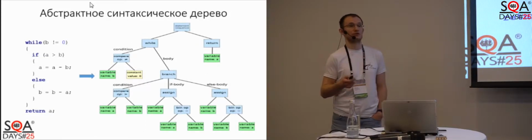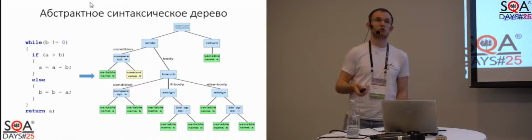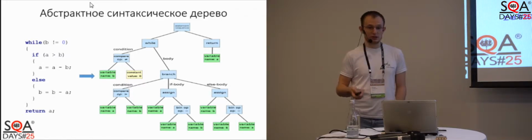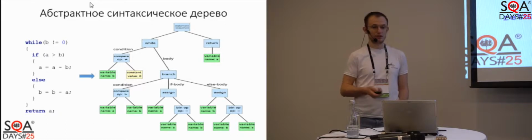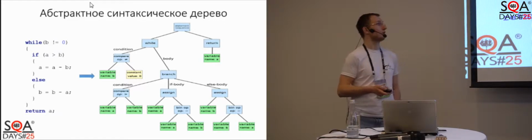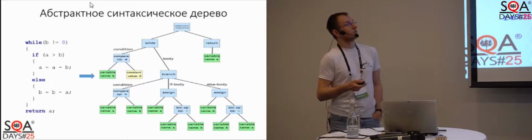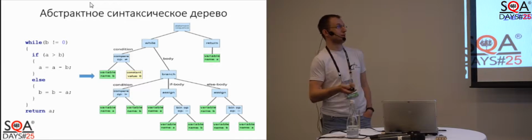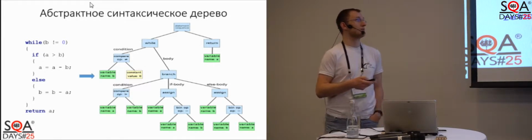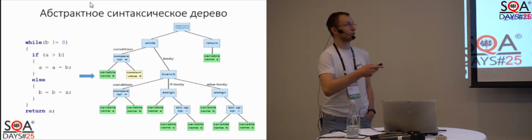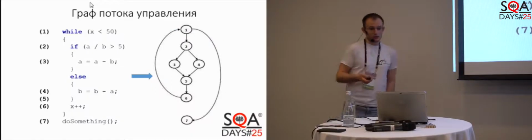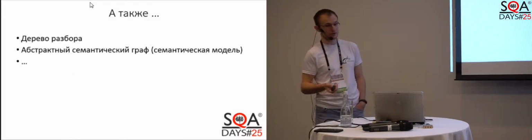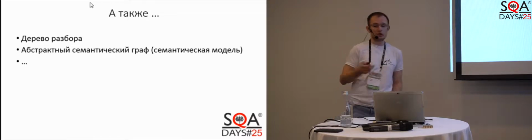In order to extract certain information from the source code, you need to transform the code. The abstract syntax tree is a way of presenting information. In this case, it abstractly presents the syntax structure. It's built with the help of a syntax parser. Apart from this, there is the abstract semantic graph.